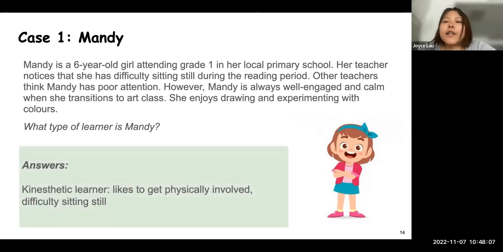Mandy is a kinesthetic learner. She strongly prefers getting physically involved in the learning process. Also, difficulty sitting still is a strong indication for such learners.